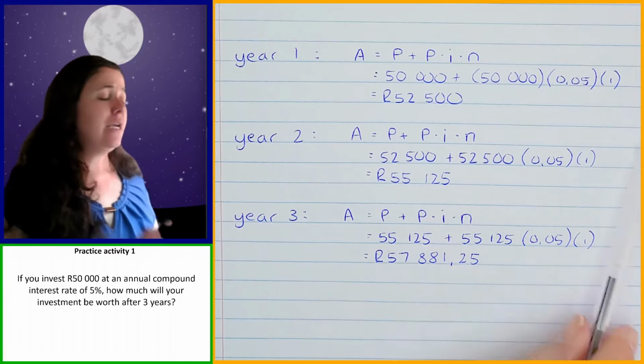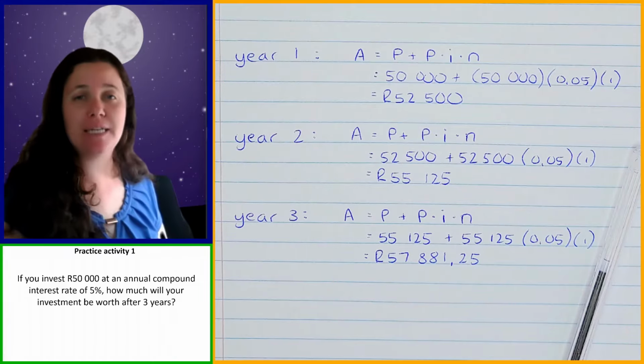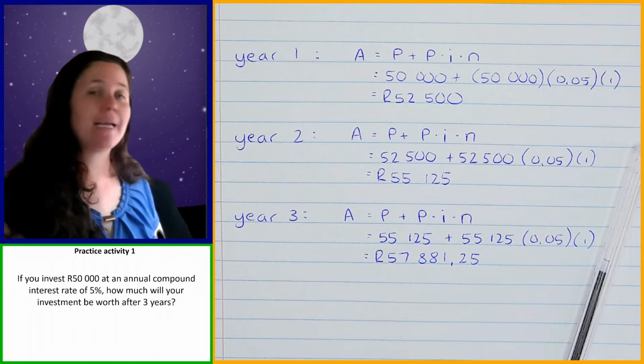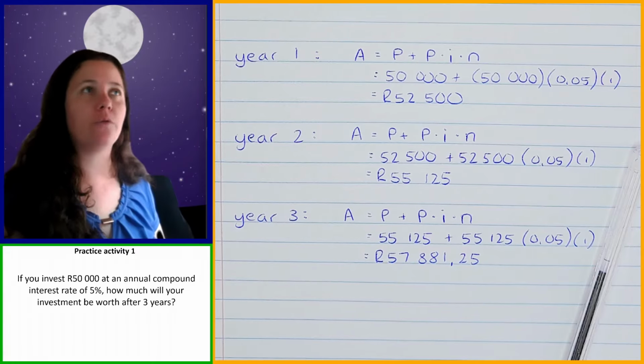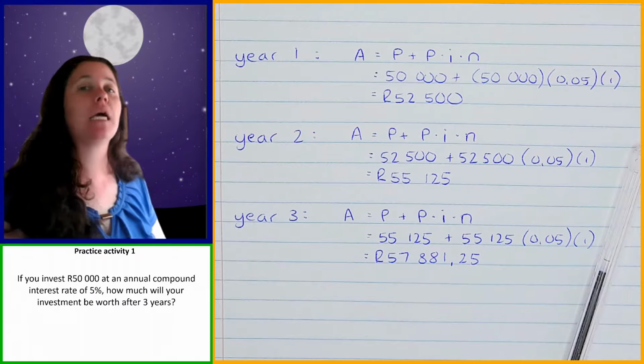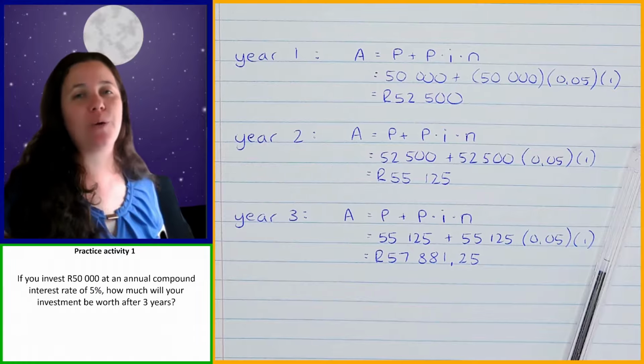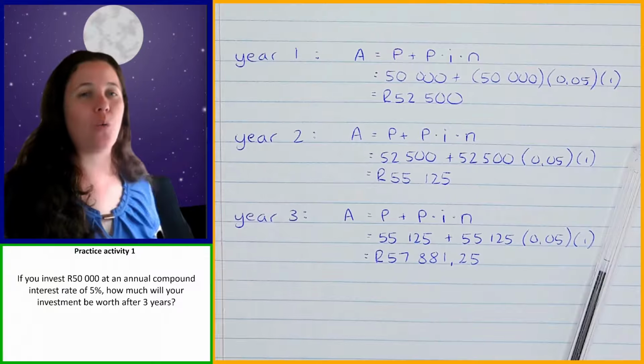Now, doing this one year at a time becomes very tedious and very time consuming. Can you imagine having to do this for 10 years or 15 years or 20 years to work out how much your investment would be worth after that amount of time? It would take a lot of calculation to do that. Fortunately, there is a way that we can do it without having to do it one year at a time.